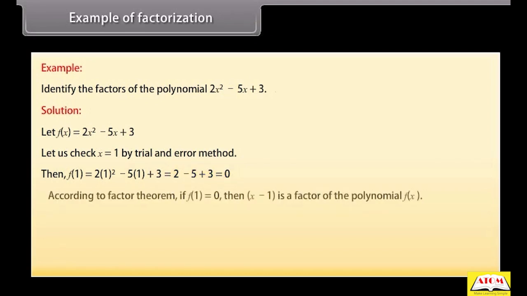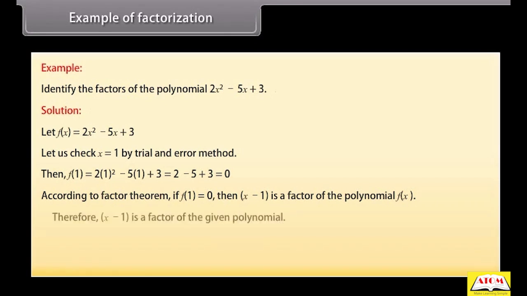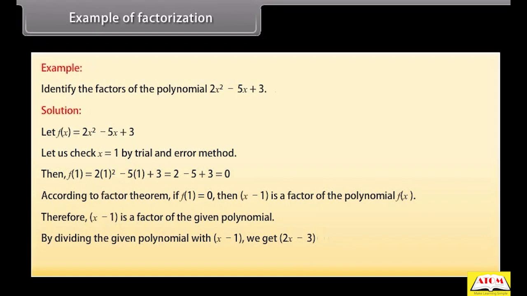0. According to factor theorem, if f(1) = 0, then x - 1 is a factor of the polynomial f(x). Therefore, x - 1 is a factor of the given polynomial. By dividing the given polynomial by x - 1, we get 2x - 3. So, the factors of the given polynomial are 2x - 3 and x - 1.